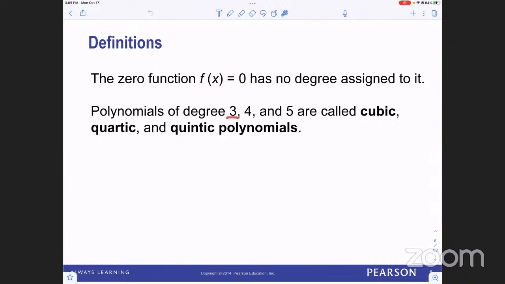Polynomials of degree 3, 4, and 5 are called cubic for 3, quartic for 4, and quintic for 5.